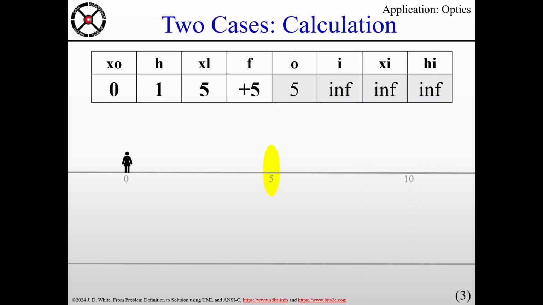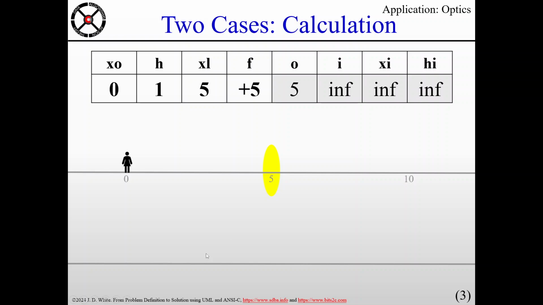I put my object located at 0. It has a height of 1. I place my lens at a position 5, and it's got a focal length of 5. I type into my program, and what does it give me out? You probably saw that. O was 5, I was inf, xi was inf, hi was inf.